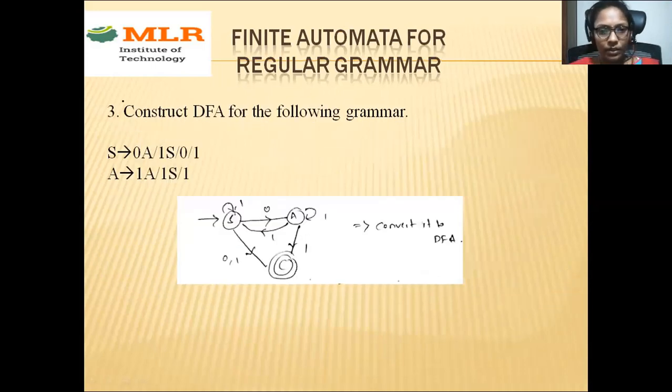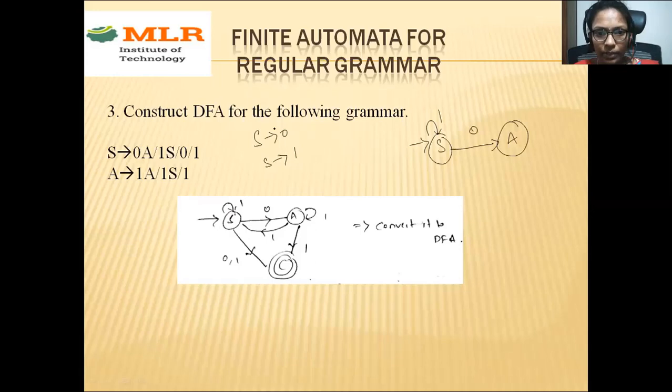So this is the one, very simple. As it is, we will take S and A, and an additional state if needed. S will be the initial state. S on 0 goes to A. S on 1 goes to S only. So S tends to 0 is there, S tends to 1 is there. That means it is not going anywhere, then we need to move it on 0 comma 1 to a new final state called QF.